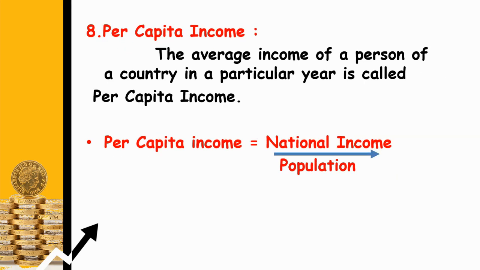The next one is per capita income. Per capita income, it is very easy. The average income of a person of a country in a particular year is called per capita income. Per capita income is obtained by dividing national income by population. So it is nothing but the average income of the people of a country in a particular year, called per capita income for that year. That's it.